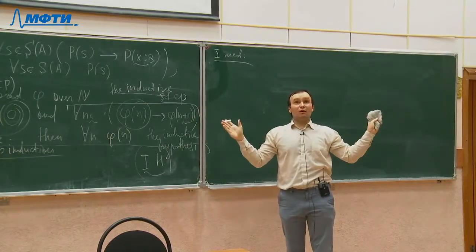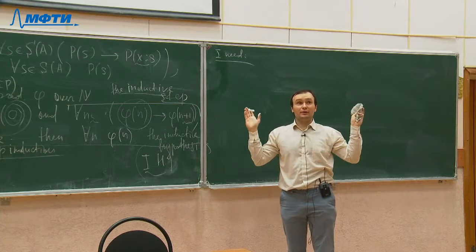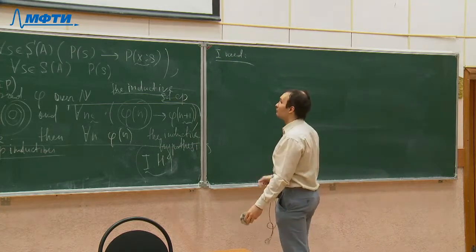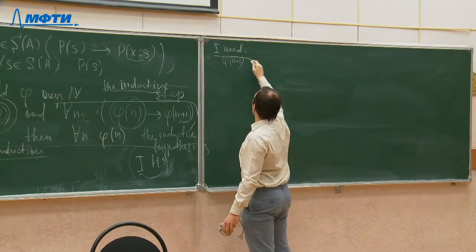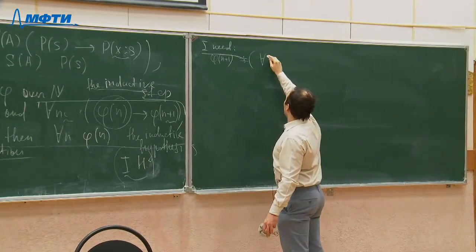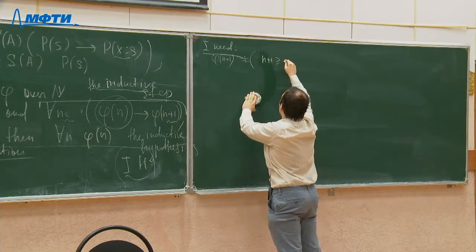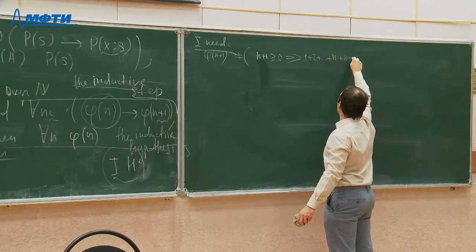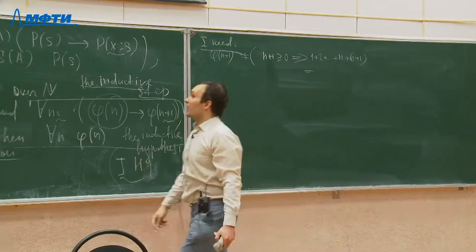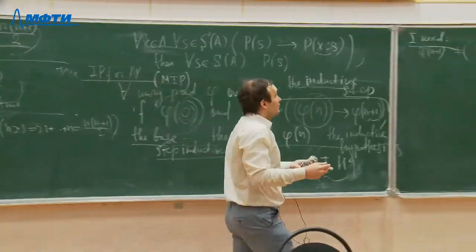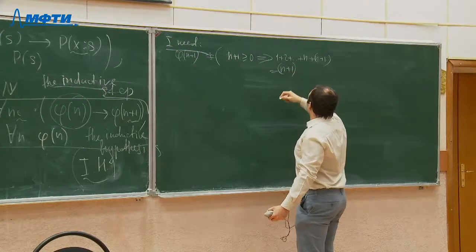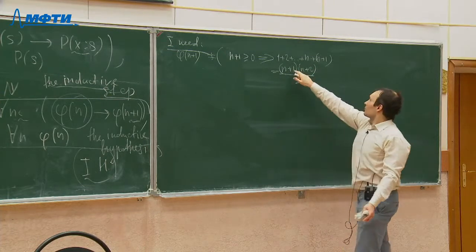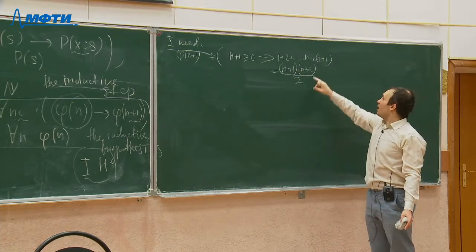Going very, very slowly for the benefit of those who were not familiar with this induction thing previously. What do I need? I need to prove phi of n plus 1. That is the following statement. If n plus 1 is greater than 0, then 1 plus 2 and so on plus n plus 1 equals what? I have to substitute n plus 1 for n. It is n plus 1 multiplied by n plus 1 plus 1, that is n plus 2, the entire product over 2.